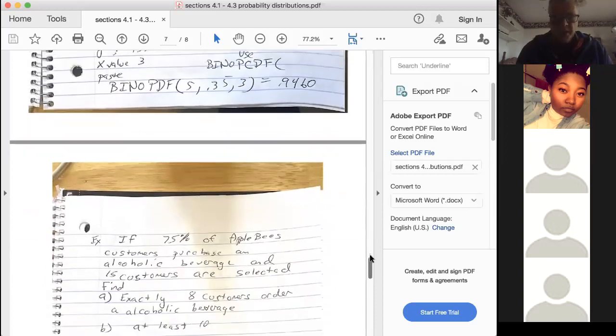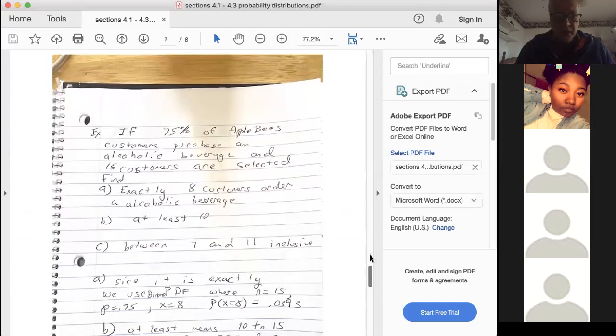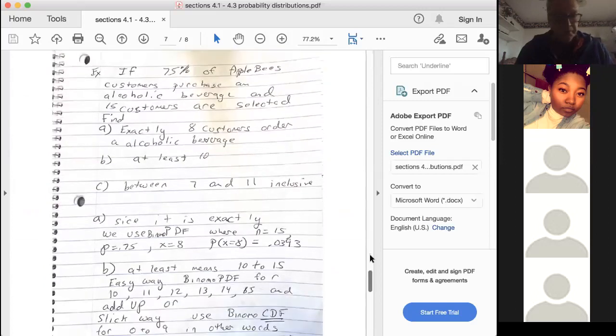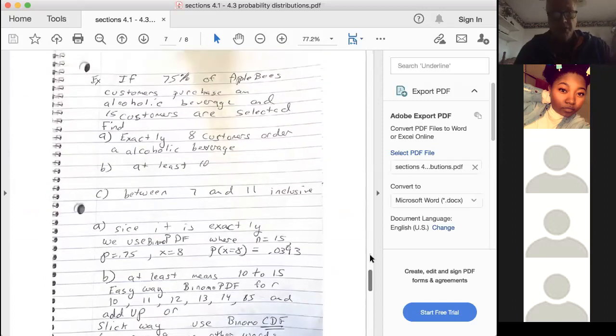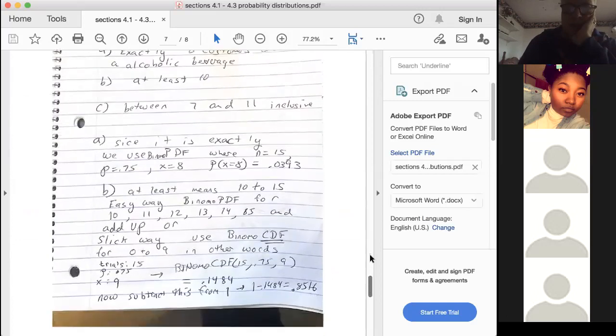Okay. So let's end this with a couple of problems. First off, let's look at a new problem. If 75% of Applebee's customers purchase an alcoholic beverage and 15 customers are selected at random, find the probability that exactly 8 customers order an alcoholic beverage, at least 10, in between 7 and 11 inclusive. So let's look at part A.